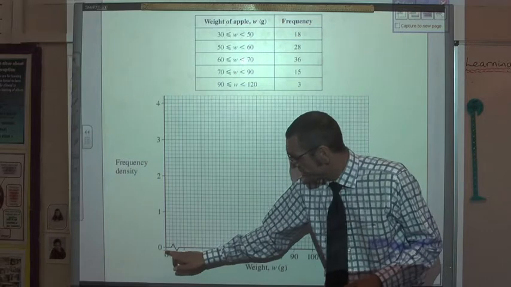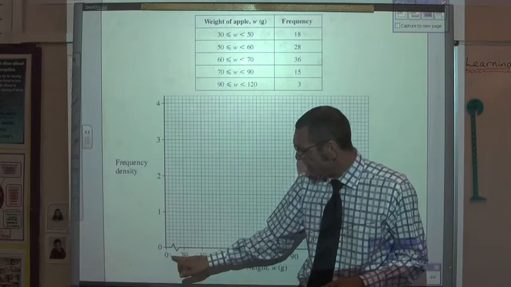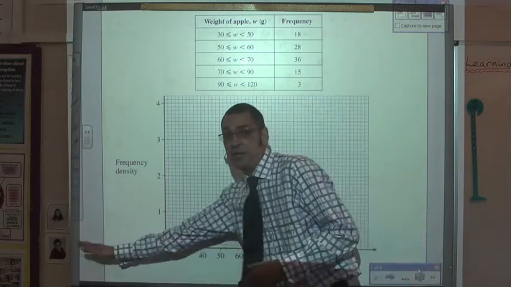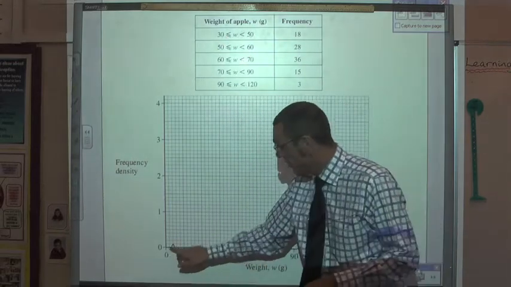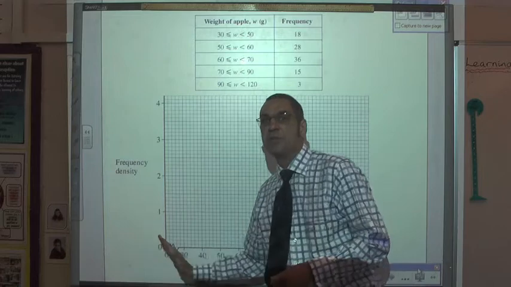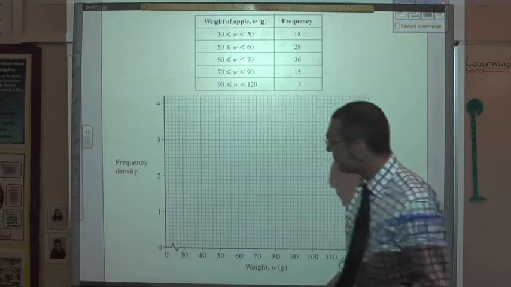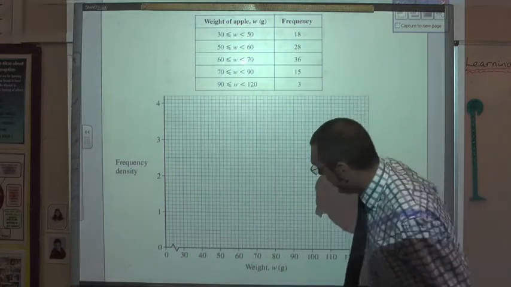Now another thing just to draw your attention to is a little squiggle here. It just means that this end of the graph isn't going to be blank, because our data starts at 30. So we do a little squiggle there, which means we've chopped out a lot of our empty graph. Okay, so frequency density up the side, and the weights along the bottom.